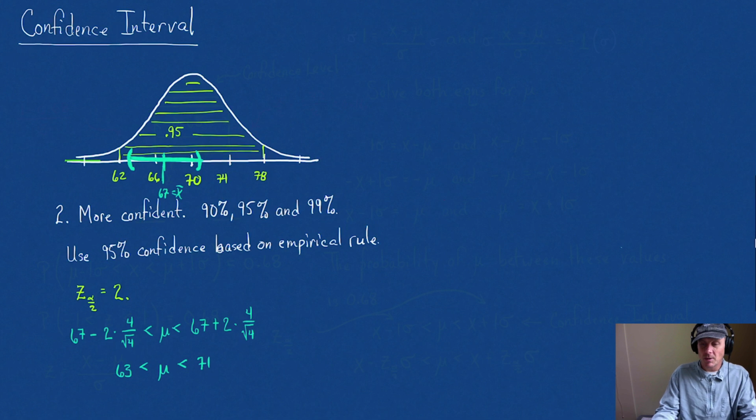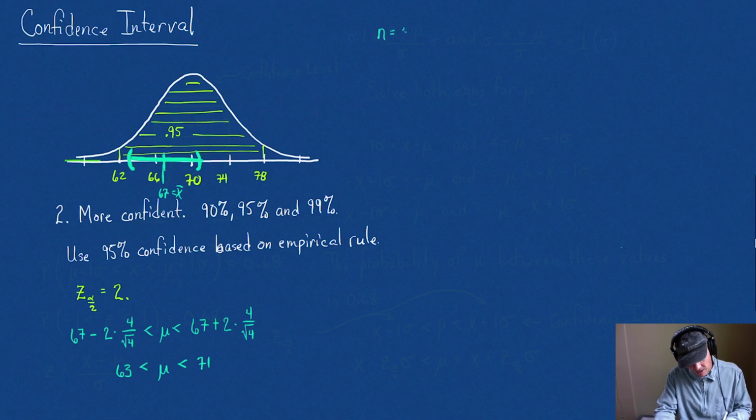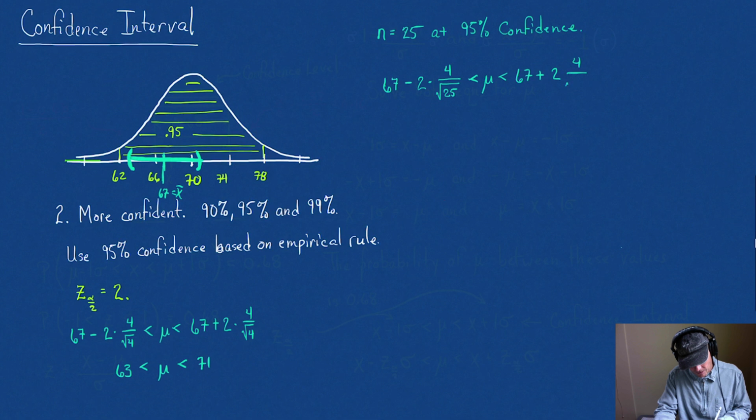So what we do is draw increasingly large sample sizes. So 4 is actually very small. The ideal number really is once n is 25 or above, then the power of the central limit theorem really takes effect very quickly. So let's just try that really quick. If, for example, n is 25 at 95% confidence, what would we get? Well, our average is still 67 minus 2 times 4, the standard deviation, divided by the square root of the sample size, less than mu, less than 67 plus 2 times 4 divided by the square root of 25.